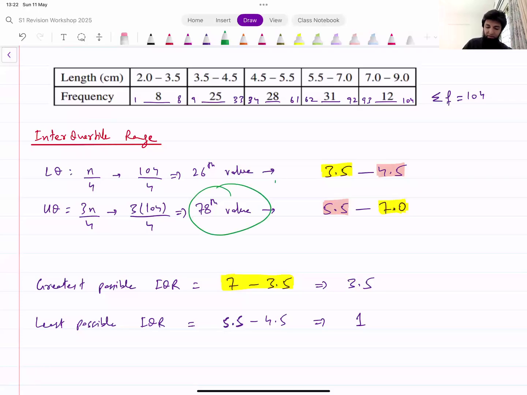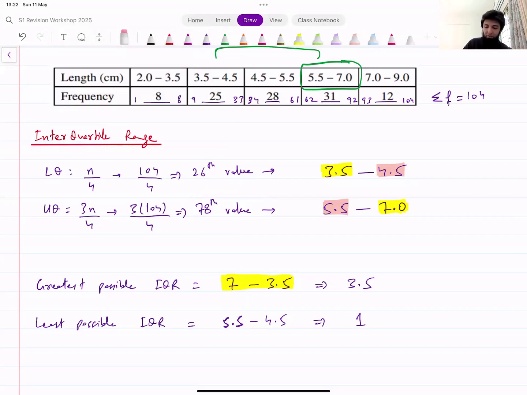3n/4 is 78. The 26th value lies in this interval. The 78th value lies in this interval. Okay, so these are the two intervals that we've got. These are the intervals in which you've got these values.